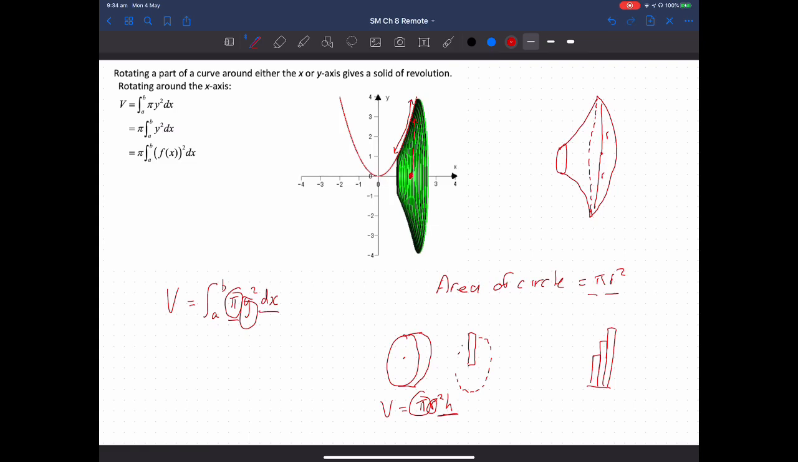So what we're doing is we're taking very, very small rectangles and rotating them around the axes to give us a volume. If you have a look at the formula, you can see instead of writing y, I've now written f(x) all squared.